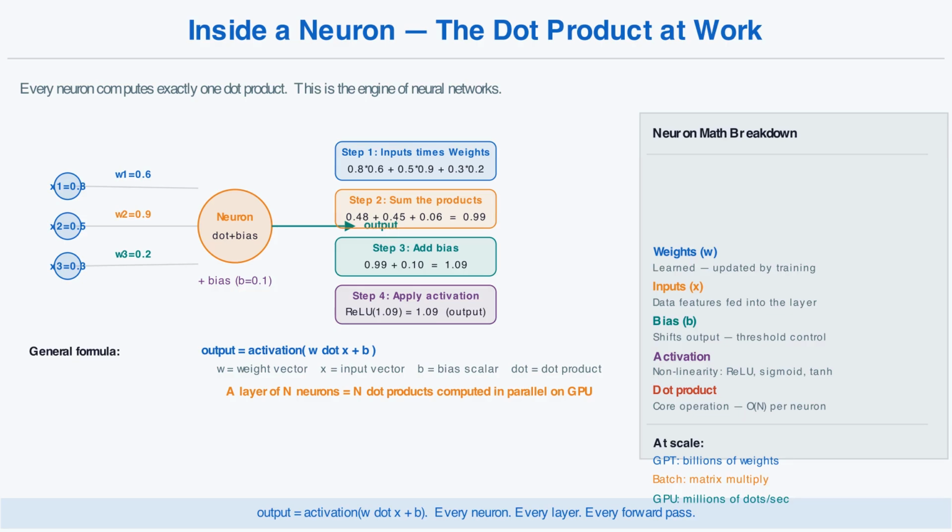Finally, it applies an activation function, typically ReLU for hidden layers. ReLU just replaces negatives with 0. Since 1.09 is positive, the output is 1.09. That is it. One dot product, one addition, one activation. The entire learnable intelligence of that neuron is contained in its weight vector. Training a neural network means adjusting millions of these weight vectors using gradient descent, which, here is the beautiful part, also involves dot products and transposed matrix operations.